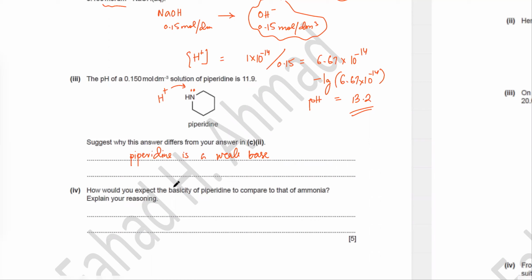Then, how would you expect the basicity of piperidine to compare? Now, this is where we're going to explain that. How would you compare this to ammonia? Now, ammonia also has a lone pair. It has an N, and it's got a lone pair, and the H plus one is attracted to the lone pair.